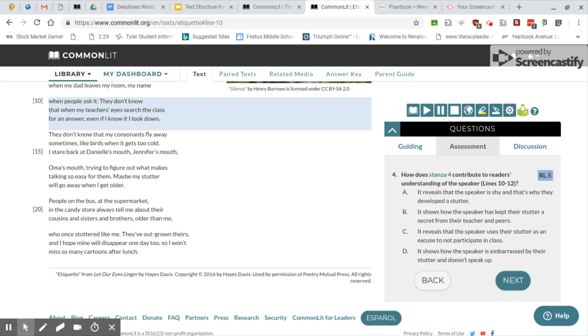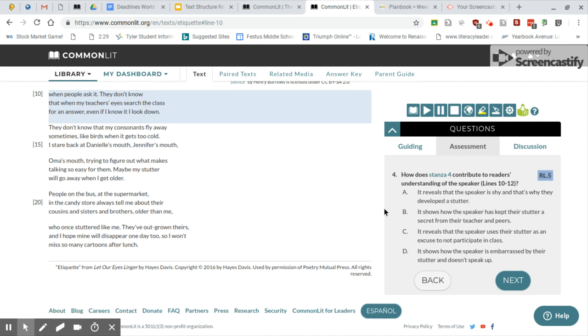So let's look at this. It says, when people ask it, they don't know that when my teacher's eyes search the class for an answer, even if I know it, I look down. So then I ask myself, okay, now that I read this for a second time, what is this particular stanza doing? Well, it's telling me that even if the speaker knows the answer to the question, they are embarrassed to answer because it says they look down. So they are embarrassed by their stutter, and they are also trying to avoid having to speak in front of the class. So let's look at our options.